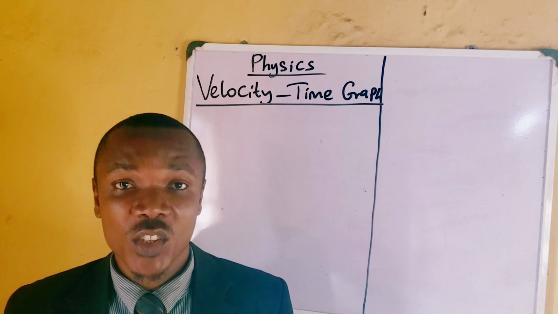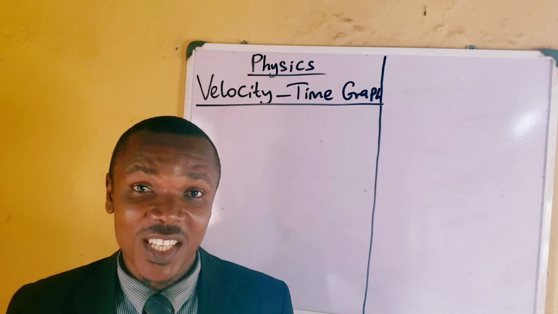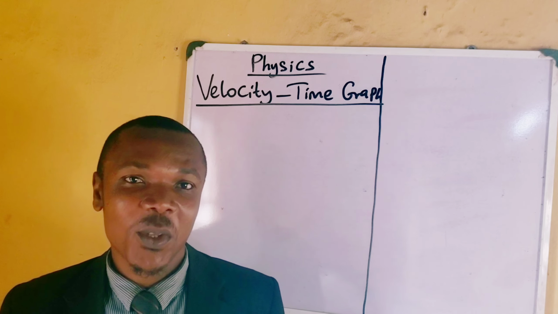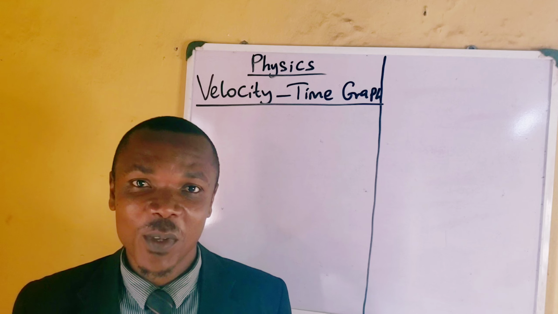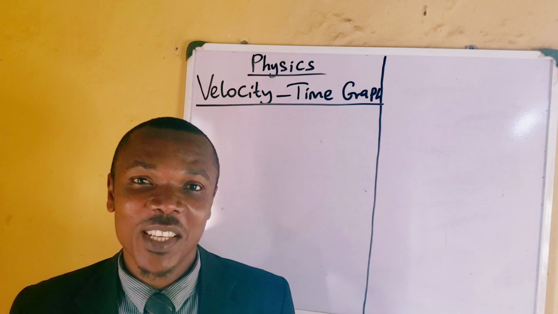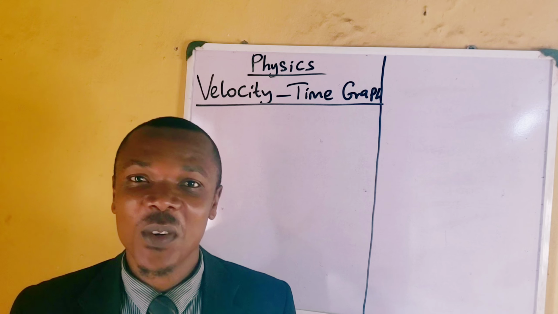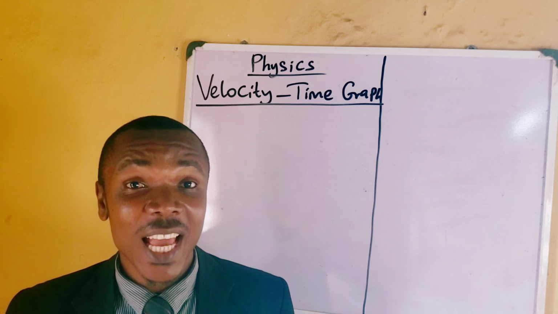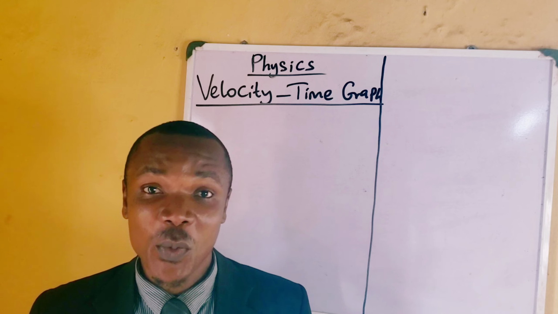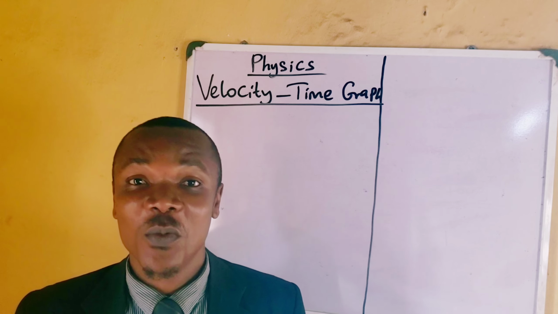Today, we want to discuss a topic in physics, a topic that some of you find difficult, and that topic is what? Velocity time graph. When you hear velocity time graph, what does it mean? Some people find it very difficult, but I'll show you how it can be solved, any problem that involves velocity time graph. So follow me and listen attentively. Let me show you the right way of solving any problem that may involve velocity time graph.